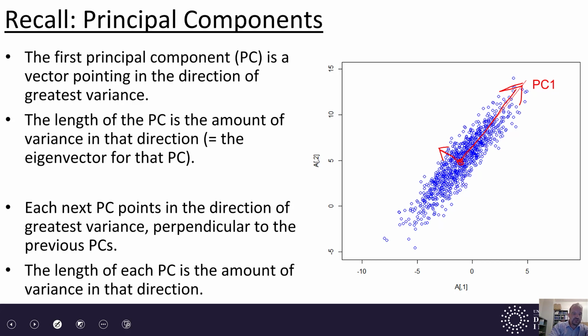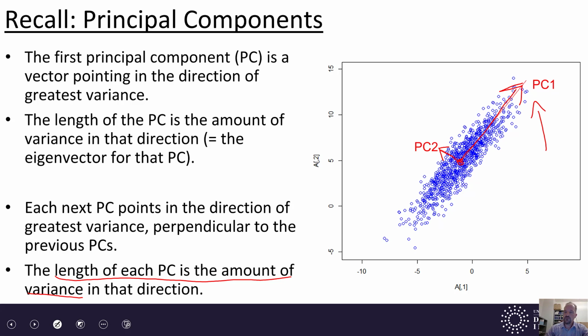There's a couple of different conventions. Sometimes the length of each PC can be the amount of variance in the direction of that PC, and that's how we've drawn them here. PC1 is long because it points in the direction with the greatest variance, and PC2 is going to be smaller. Sometimes people will use unit vectors as the PCs, and they'll have the associated eigenvalue be the amount of variance. And those are the eigenvalues of the covariance matrix.